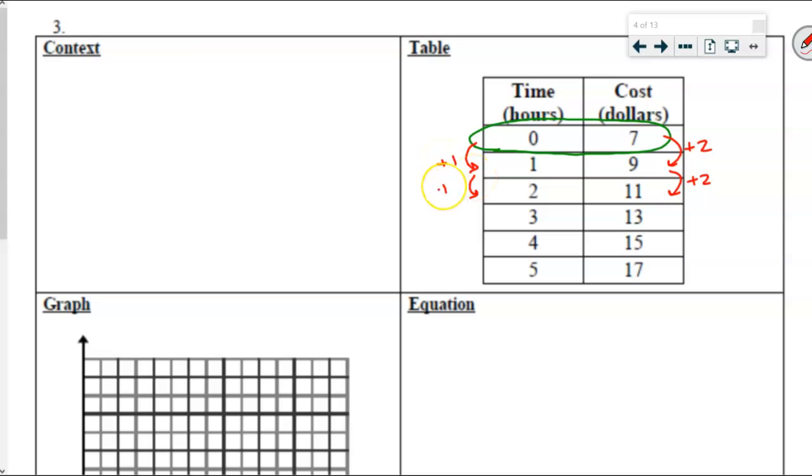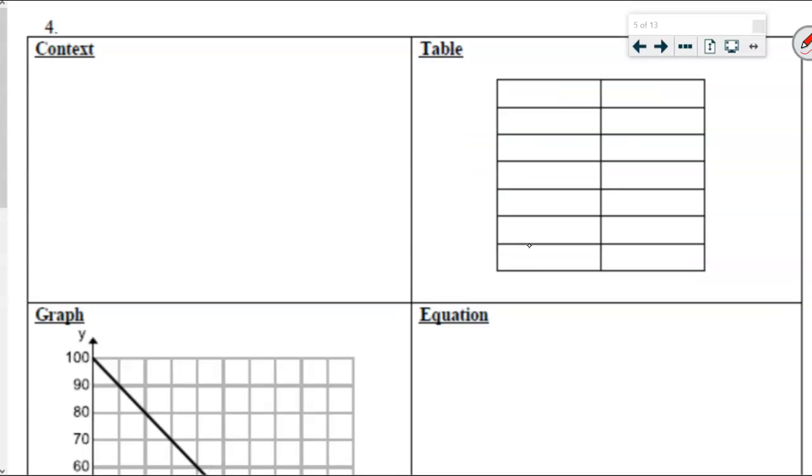So in your story, it would have to be we're starting at 7 for some reason or another. We're increasing by $2 for some reason or another. Okay? So keep that in mind as you're writing your story. Let's move on to the next type of problem.